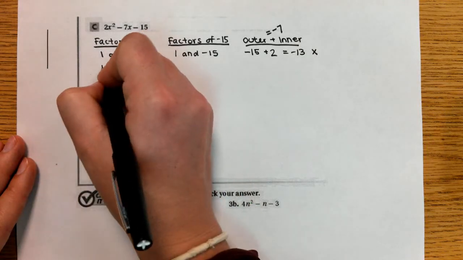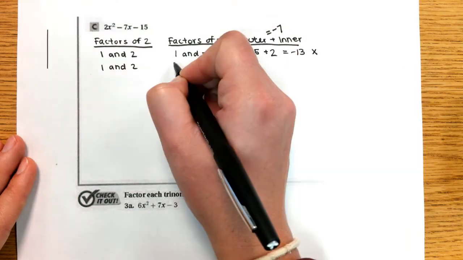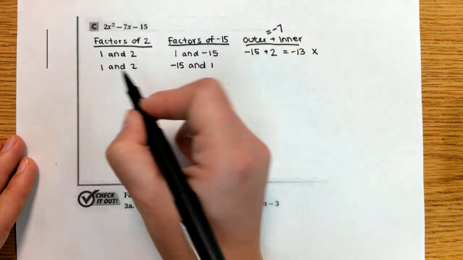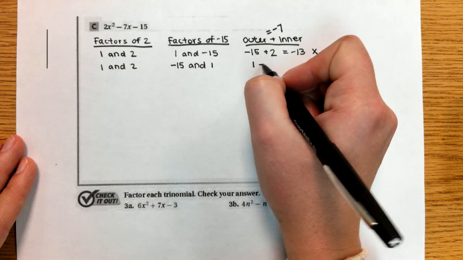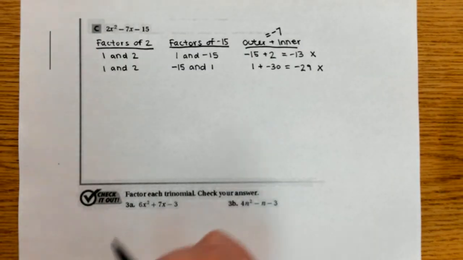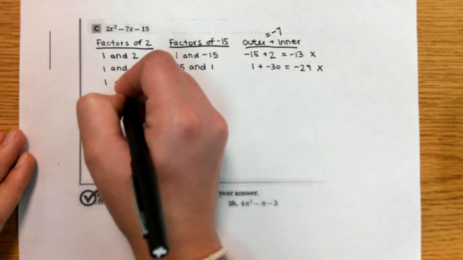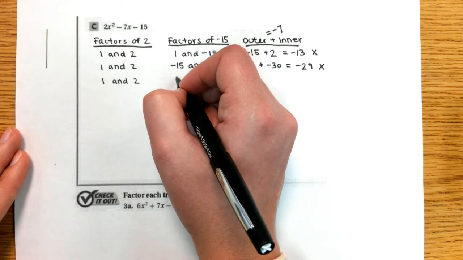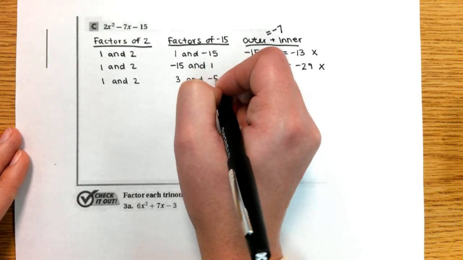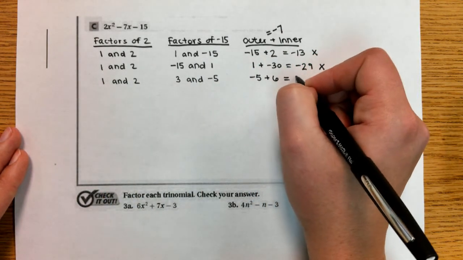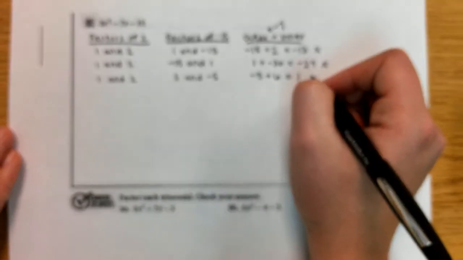No good. So let's do 1 and 2. Let's switch the order, so negative 15 and 1. So 1 and 1 will give me 1 plus negative 30 gives me negative 29. No good. Okay, so I'm going to skip around a little bit. I'm going to go ahead and try, say, 3 and negative 5. Outer would be negative 5, inner 6. And that's going to give me a positive 1, which is no good.